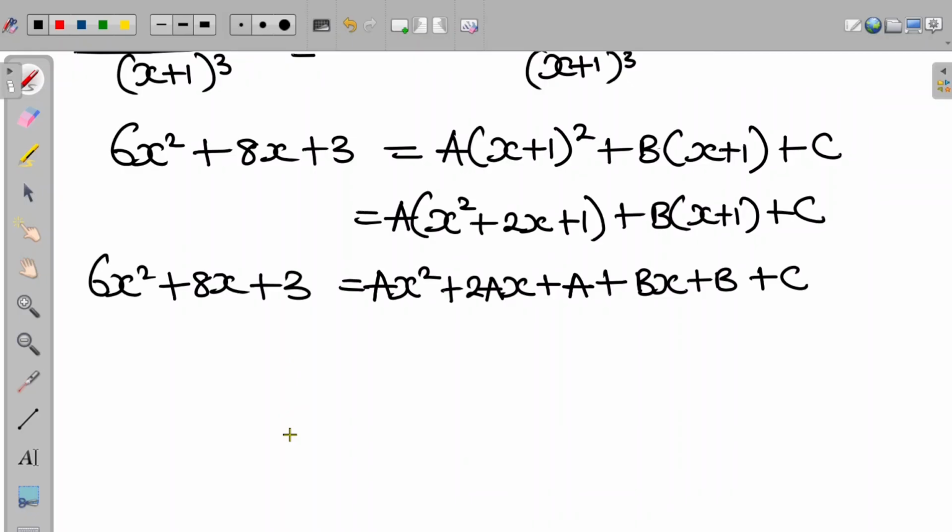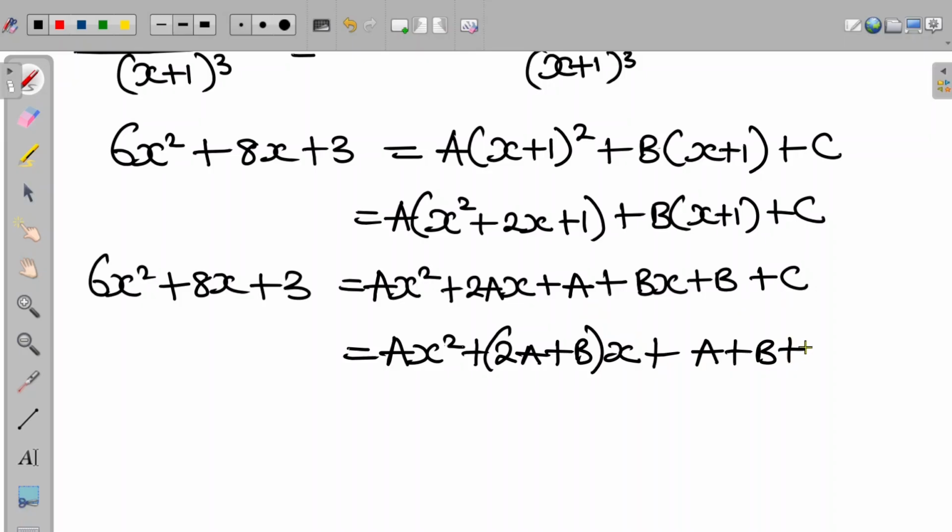Now at this point, we can group terms at the right hand side. So this can be ax squared. Now at this point, we have 2ax and we have bx. So this can be expressed as (2a plus b), all enclosed in a bracket, multiplied by x. Also, we have a, we have b, and we have c. So we have a plus b plus c. And let us write down the left hand side. Now, to obtain the values of a and b at this point, we have to compare coefficients.